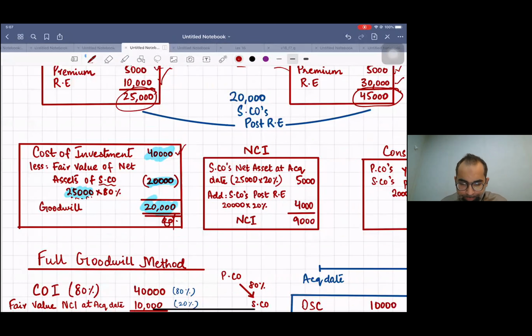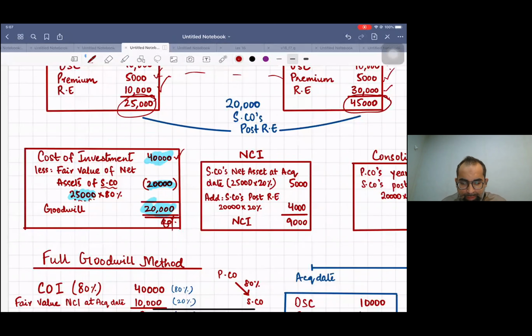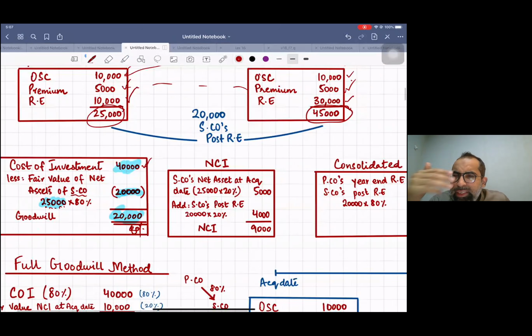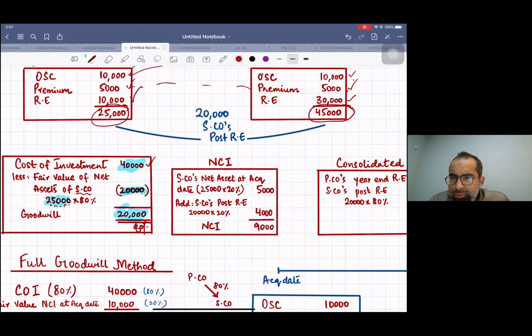Then second thing, how to calculate NCI. NCI means minority shareholders. We are the controlling party, the other party is the non-controlling party, right? In this proportionate method you will compute NCI proportionately. What do you mean by proportionately? It means S company's net assets multiplied by the NCI holding percentage. Very simple formula.